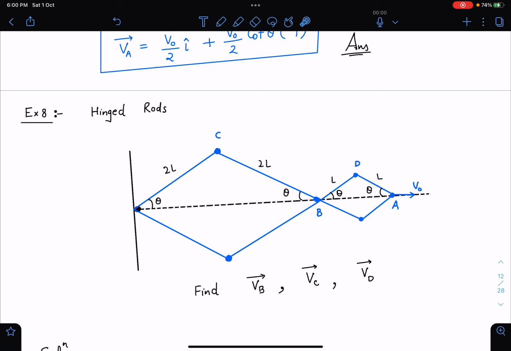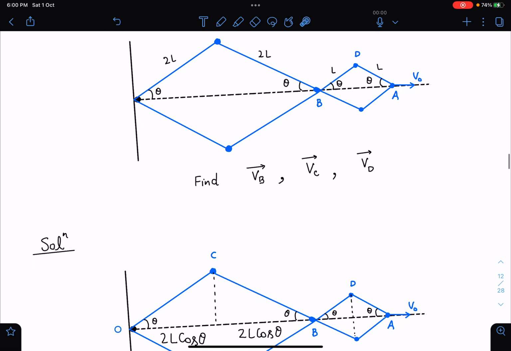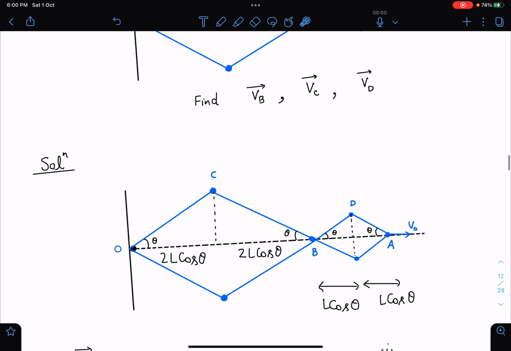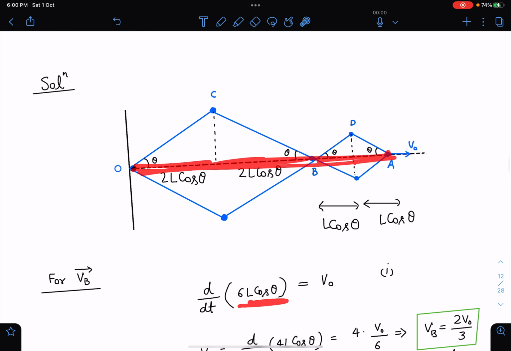I will use point C, maybe 1 point, because the working is very similar in case of point C in the previous problem. So let's discuss here. This is 2L cos theta, 2L cos theta, L cos theta, L cos theta. So total is 6L cos theta. So d by dt of 6L cos theta is v naught. This is given to you in the problem. Velocity of point B: its distance from this fixed point is 4L cos theta.